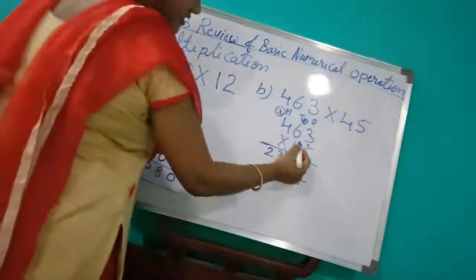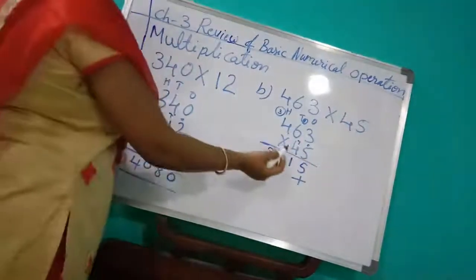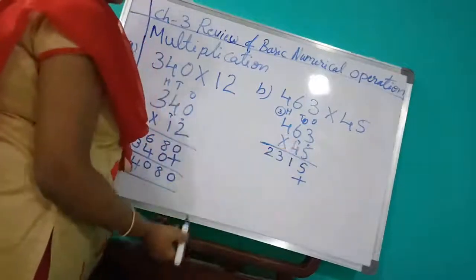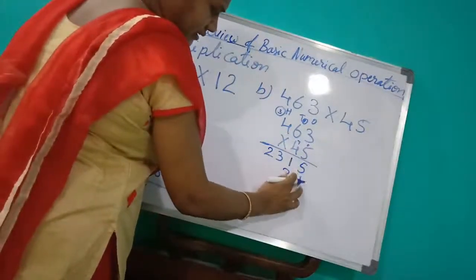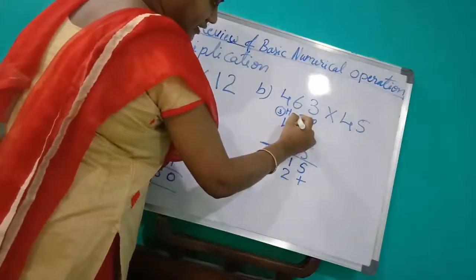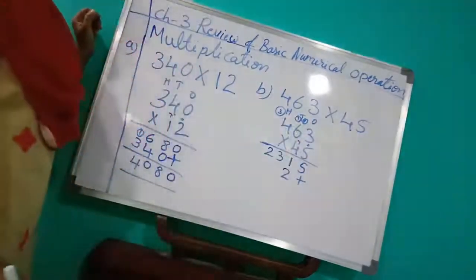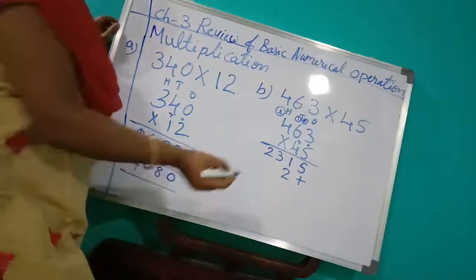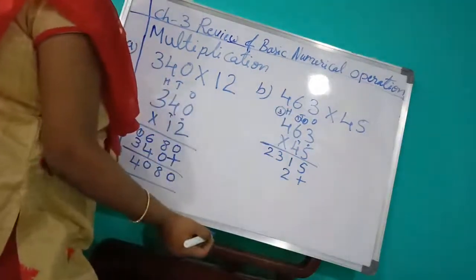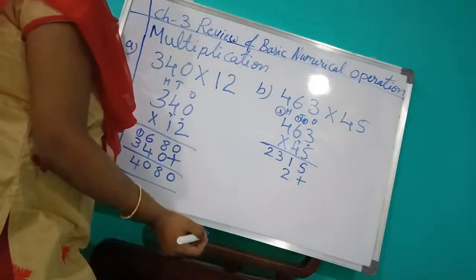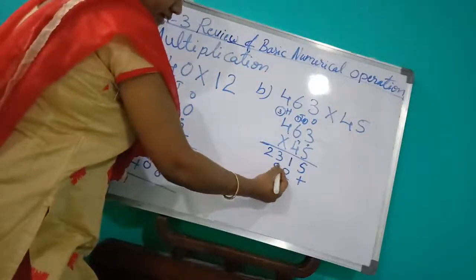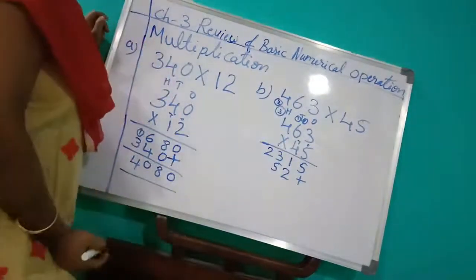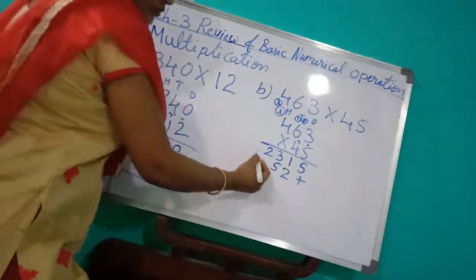Again, tens place, which number is here? 4. You should multiply with this 4 these 3 numbers. 4 threes are 12. 2 here, 1 carry forward. 4 sixes are 24. 24 plus 1, 25. 5, 2 carry forward. 4 fours are 16. 16 plus 2, 18.